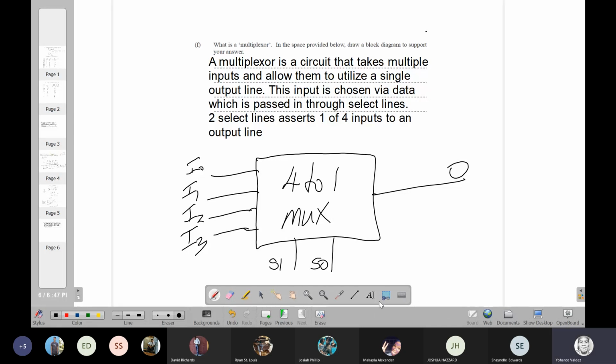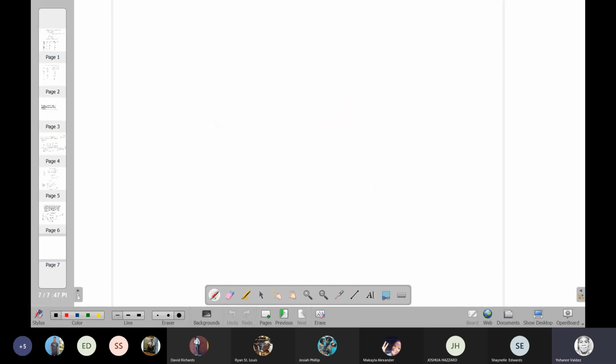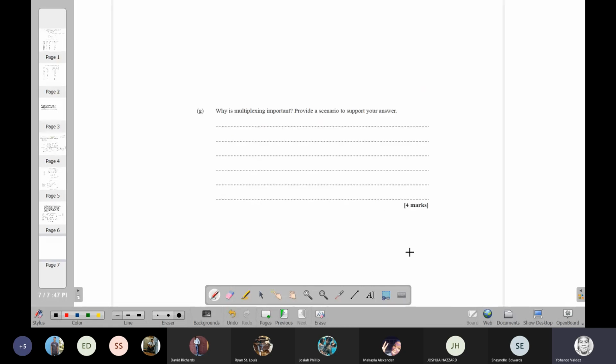Let's move forward. The next question is, why is multiplexing important? That's a question one of you is going to have to answer for me. What possible use could we see for multiplexing? Why is multiplexing important?